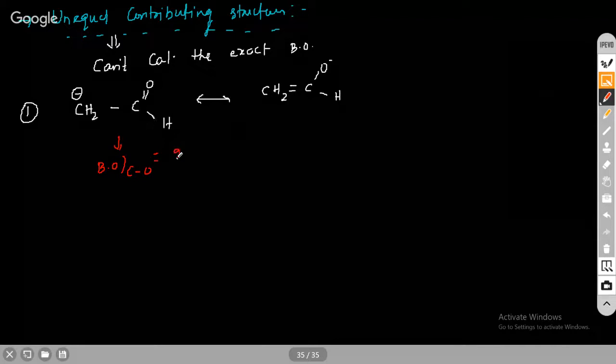In this molecule, it will be 2, C double bond O, 2. In this molecule, the bond order of the carbon oxygen bond is what? It is 1. So what we can say is that when you draw the hybrid structure, the real structure's bond order will lie in this range: greater than 1 but less than 2. Is it clear? So we can say the bond order will lie in this range. Exact value we cannot say.